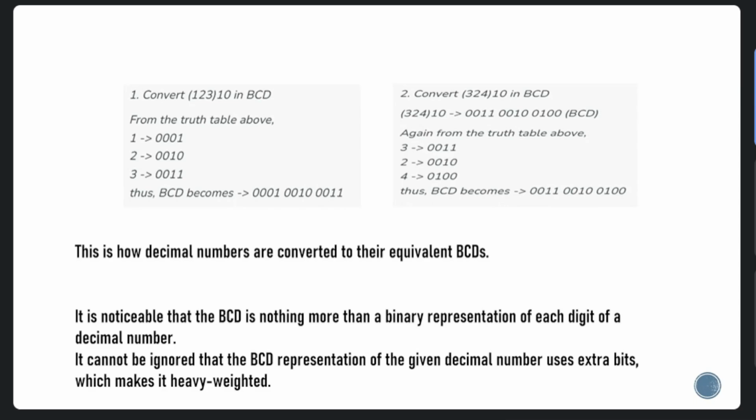So it is noticeable that BCD is nothing more than a binary representation of each digit of a decimal number. So it cannot be ignored that the BCD representation of the given number uses extra bits which make it heavy weighted. So nagiging mahirap lang naman po siya kapag sobrang dami na. Kapag 16 bits na yung gamit. Pero usually po ang ginagamit po ay 4 bits and 8 bits. So, yun lang.